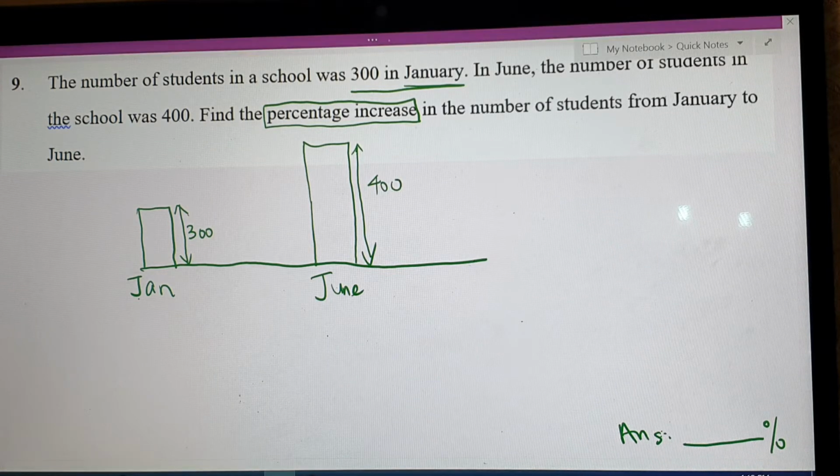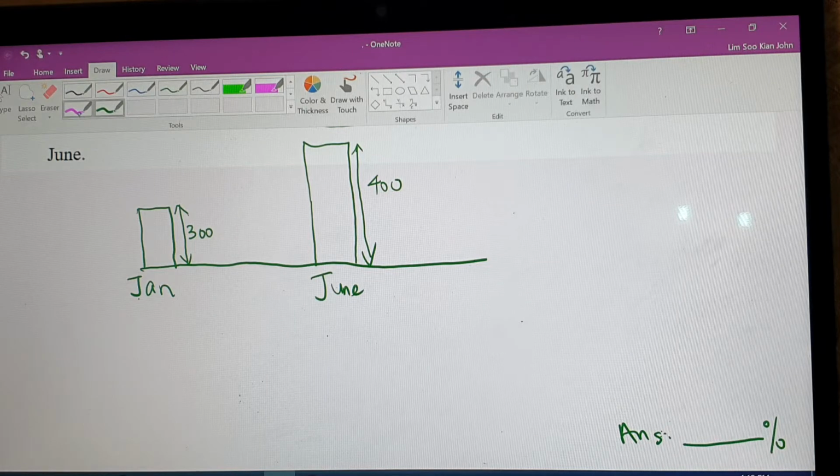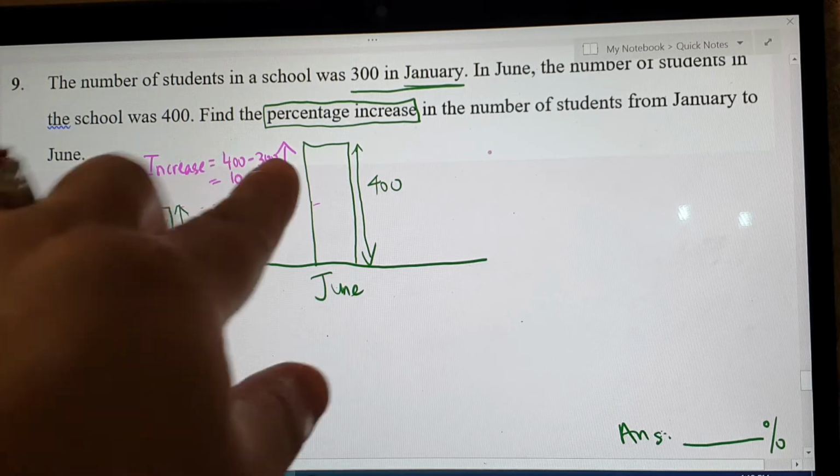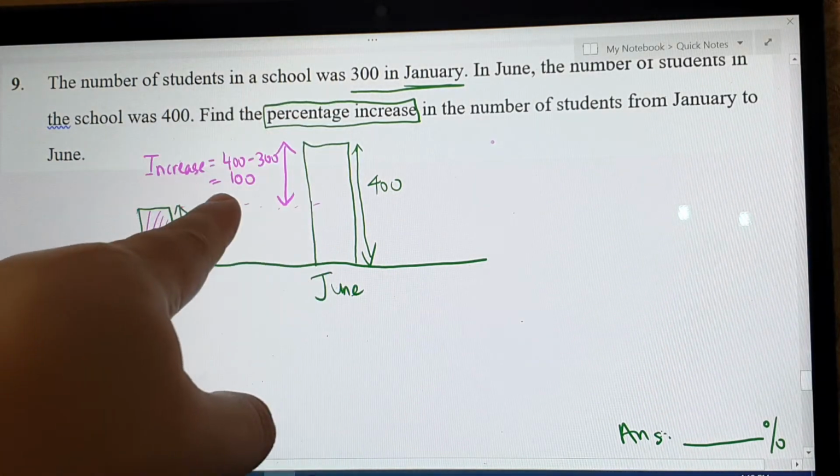Now what is the increase in the number? The increase is 400 minus 300, which is 100, right? That means you have 100 students more than the original, which is 300. Correct? If the question only says what is the increase, then the answer of course is just 100.